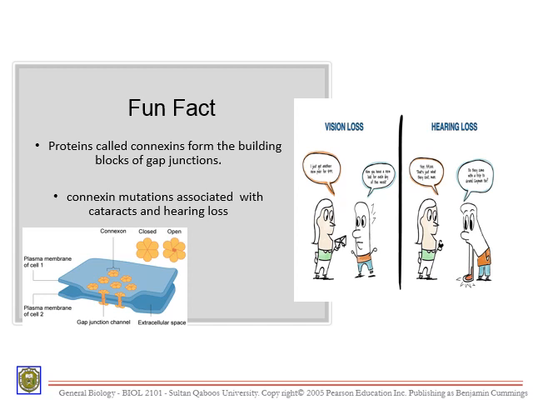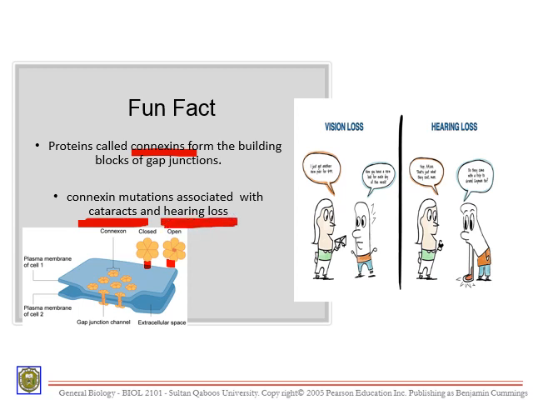All right, so this takes us to the very end of this lecture. Of course, this is a fun fact, which means you are not going to be tested on this, but it's just general information. Let us see what it says here. Proteins called connexins form the building blocks of gap junctions. So this is the connexin. Connexin mutations can lead to cataracts, which is a disease in the eye, and hearing loss.